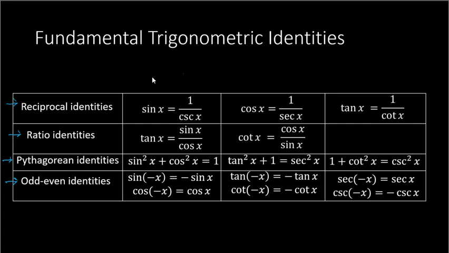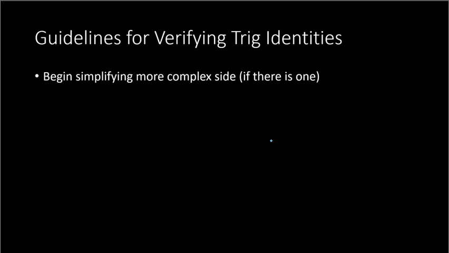So now that we have the basics down, we're going to use these to prove or try to prove other trig identities. Now when you're doing this, when you're trying to verify or prove other trig identities, we have some guidelines here that will be helpful. So again, each problem is going to be a case-by-case problem to look at, but here are some things to kind of look for. So you want to look for the more complex side, if there is one, and begin on that side, typically speaking.